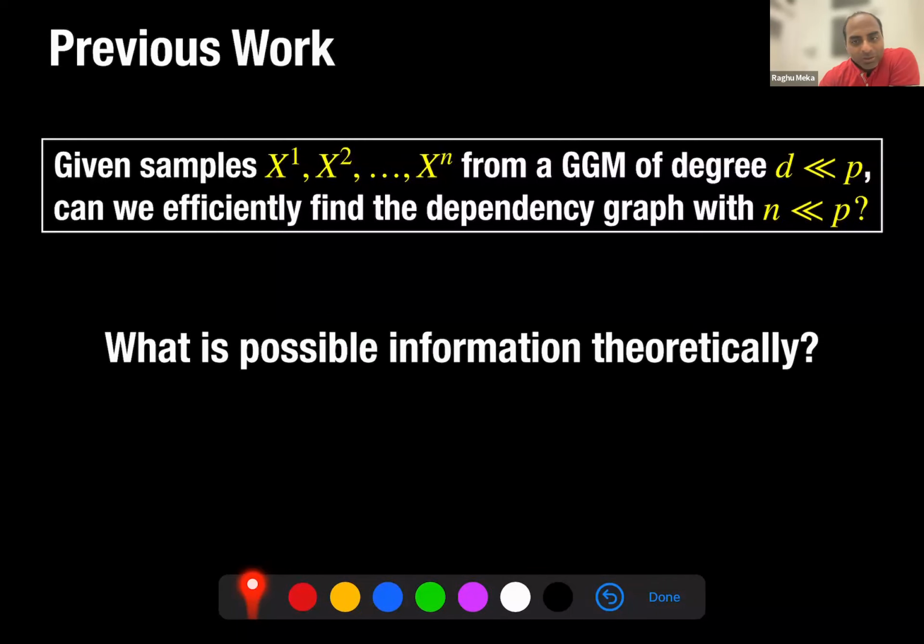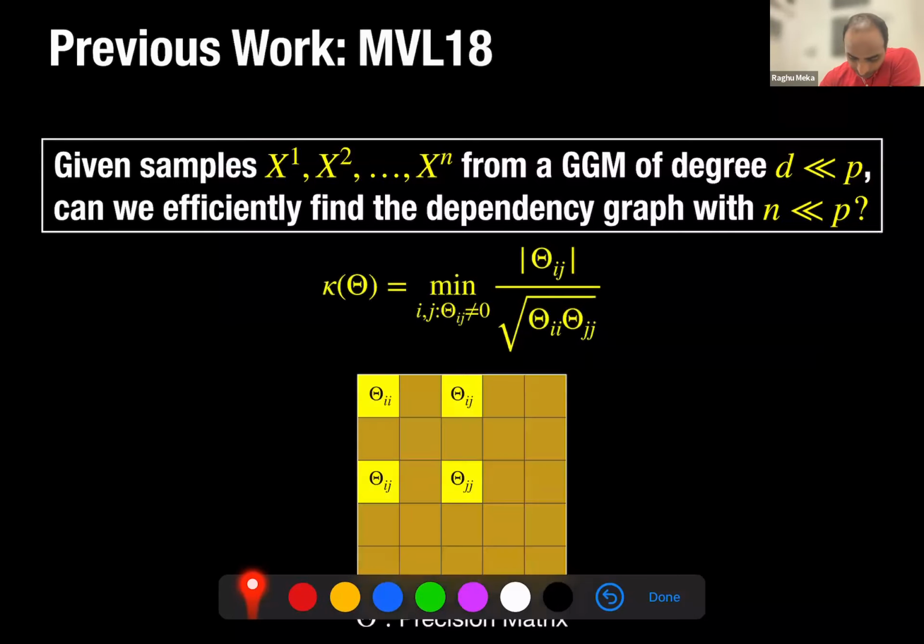So before talking about what kind of algorithms we can design, let's take a step back, right? We want efficient algorithms. That's of course our main focus, but let's even try to understand what is possible information theoretically. Let's say I give you infinite amount of computing time, but I only told you that you get a small number of samples. What is the least number of samples you need to actually learn the dependency graph, irrespective of the runtime? Once we know what that is, maybe we can strive for something like that with an efficient algorithm. Okay. All right.